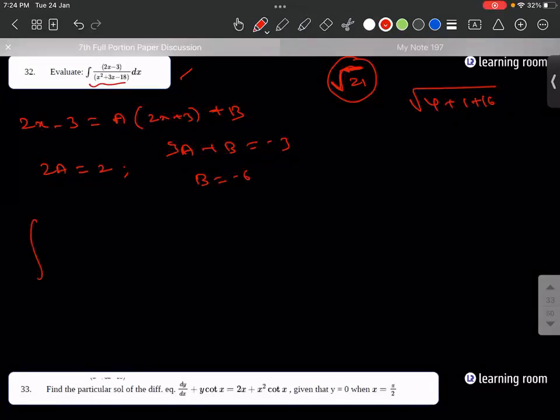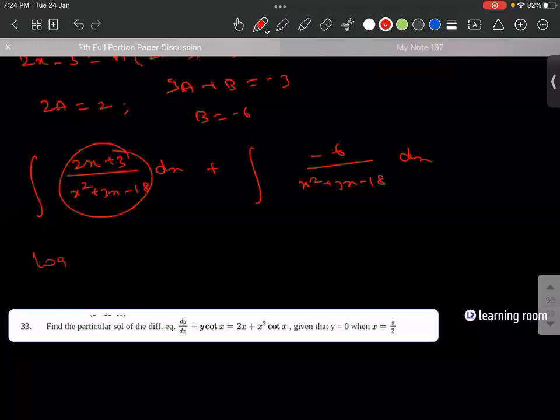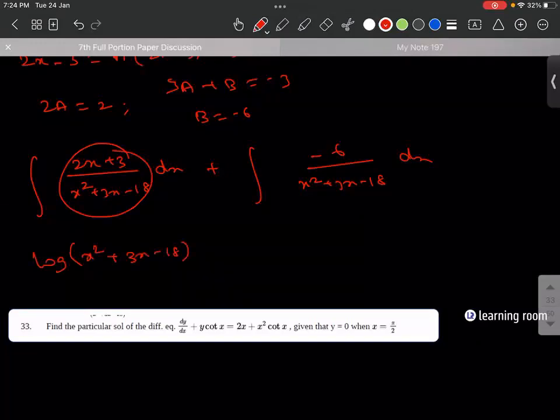So integral of 2x plus 3 divided by x square plus 3x minus 18 dx plus integral of minus 6 by x square plus 3x minus 18 dx. Now look, this is actually log of x square plus 3x minus 18. Correct? Minus 6 into, what will this do?